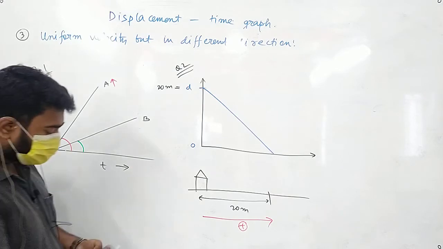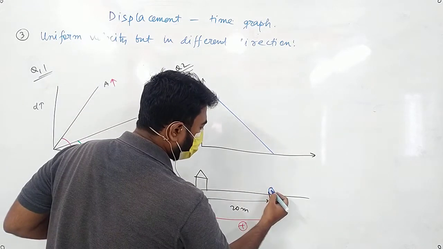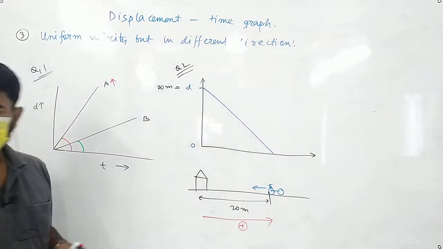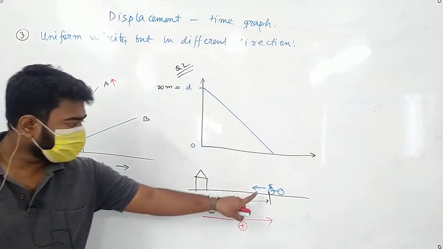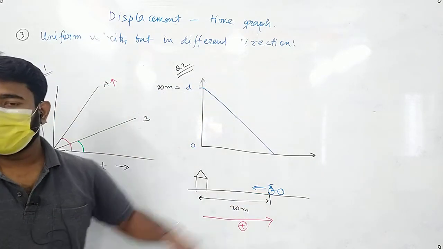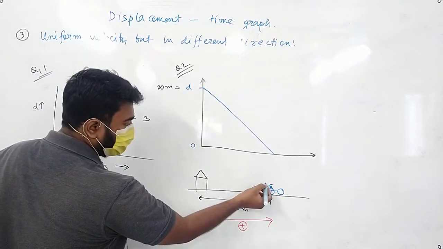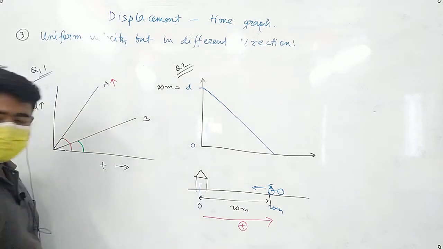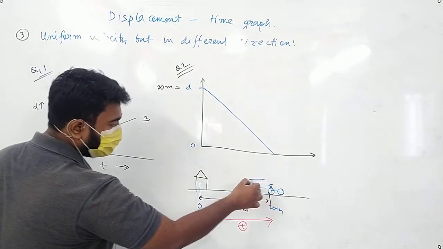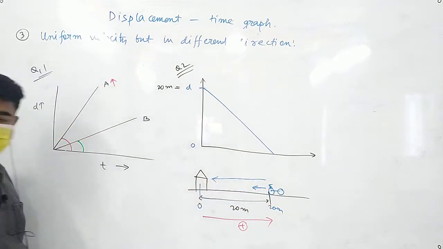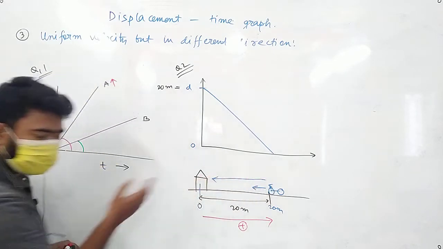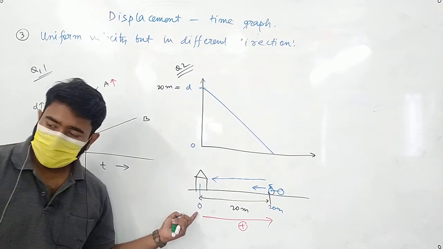Now suppose a bike is coming towards this direction. Is this direction positive or negative? Negative. Okay, then the bike is coming from the 20 meter to your position, which is 0 meter, and the bike is coming straight away like this. Is that clear? That means the bike is coming 20 meter towards you and it is coming at the origin.